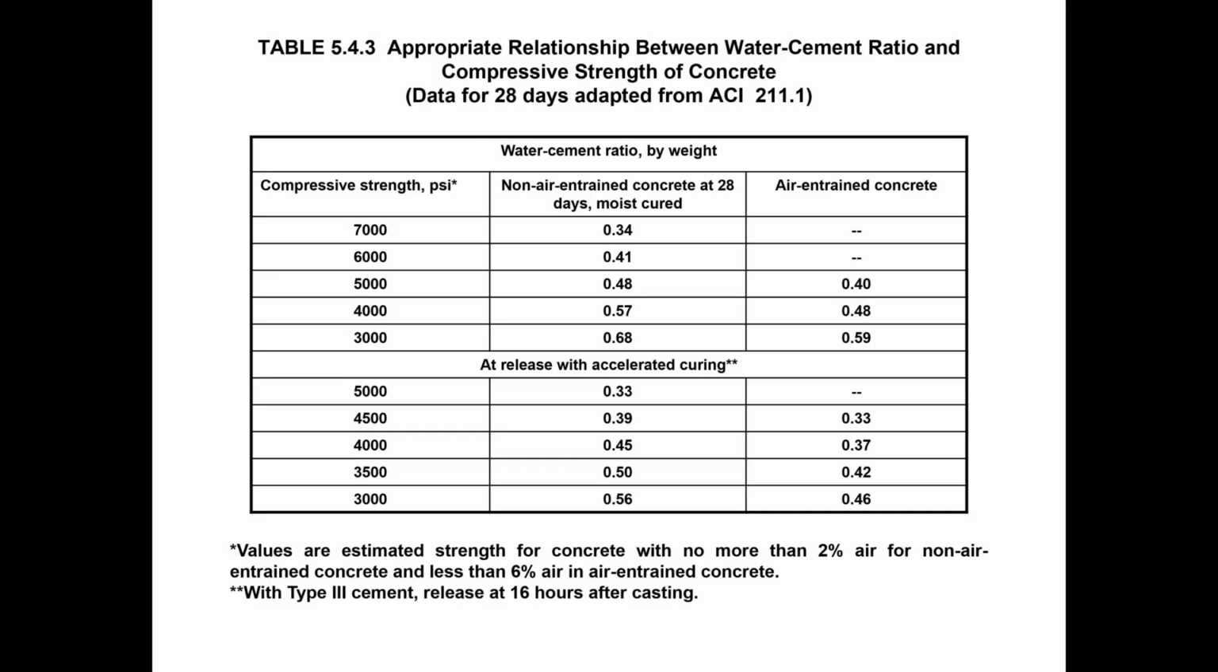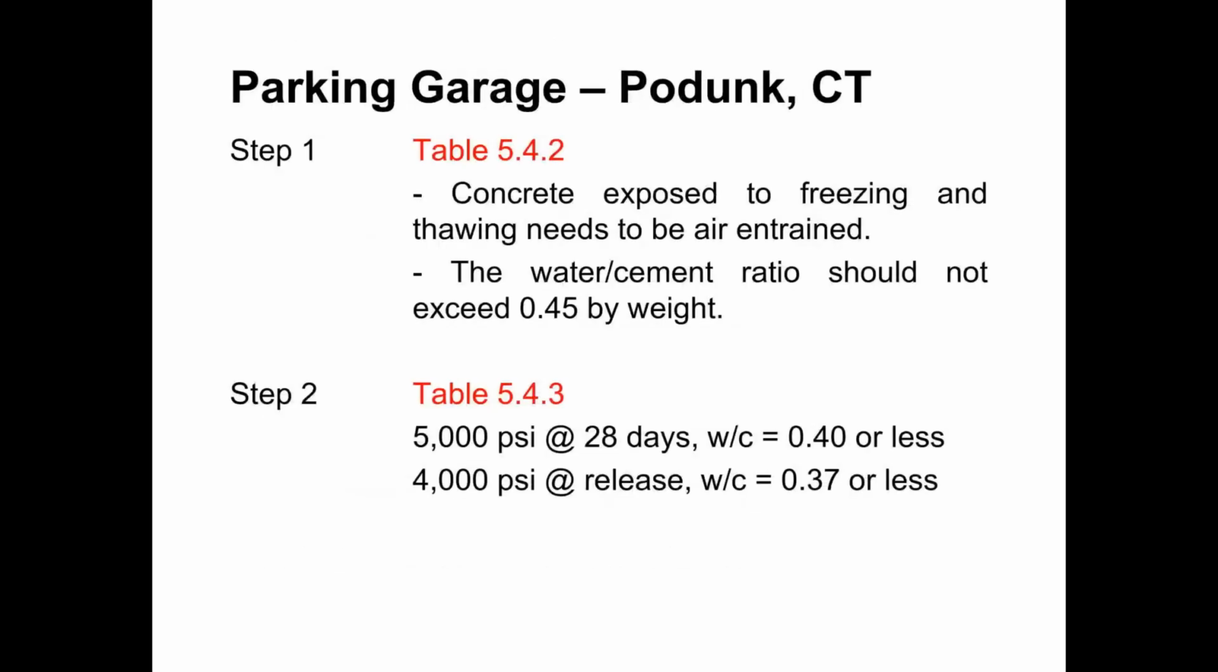That raises the question, if we have three different recommended water cement ratios based on these two tables, which of those do we use? Well, the answer is we're going to use the smallest water cement ratio. In our example, we do have concrete that's going to be exposed to freezing and thawing, so it will need to be air entrained. Looking at table 5.4.2, we come away with a recommended water cement ratio of 0.45. That's a maximum water cement ratio. So we are talking about double T's.